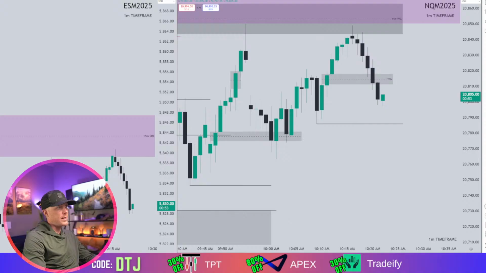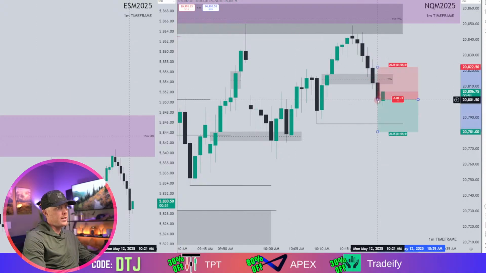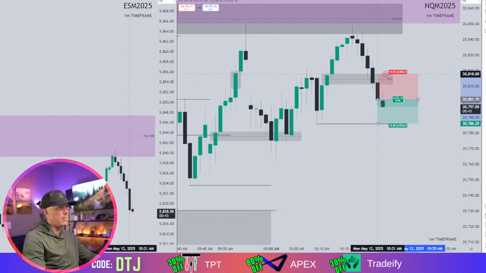So technically, if you were taking this trade, that would be your entry point. Your target would be that low. Your close the trade would be at closing above that fair value gap.